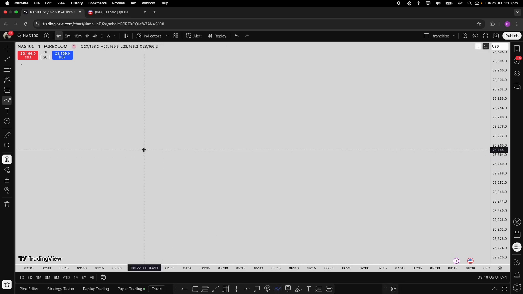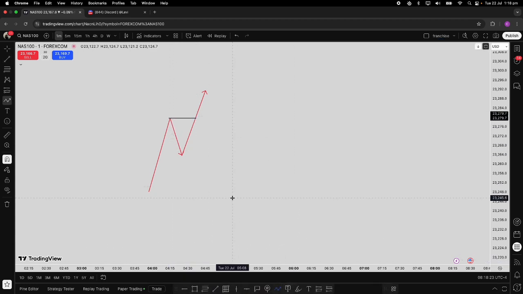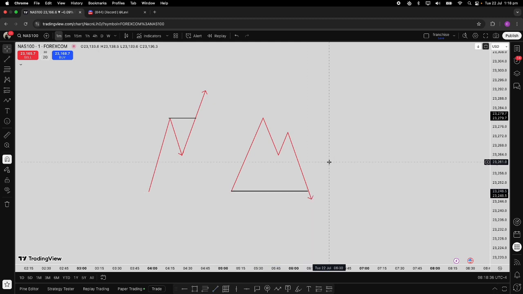So the probability of making a high and then retracing happens in both outcomes. Either we come up, retrace, and then go back up to the high, or we come up, retrace, and then start going lower. The probability is this move is going to happen. This move every time.